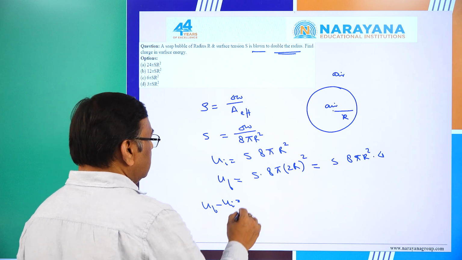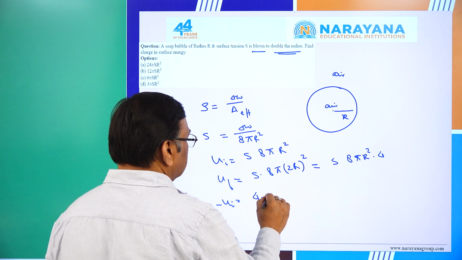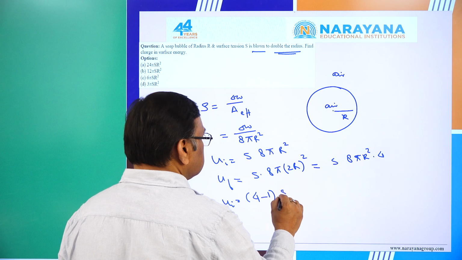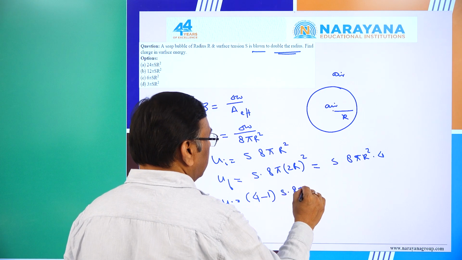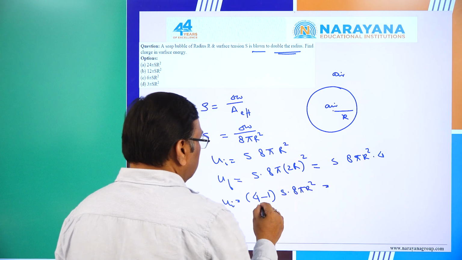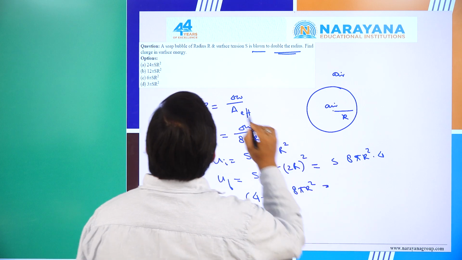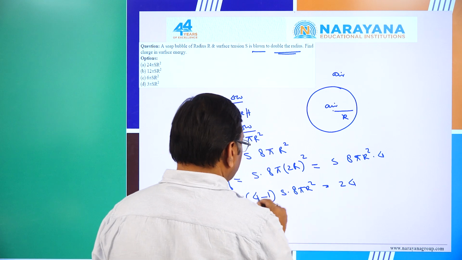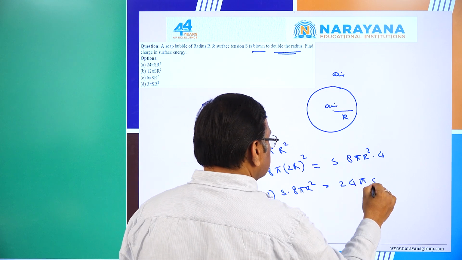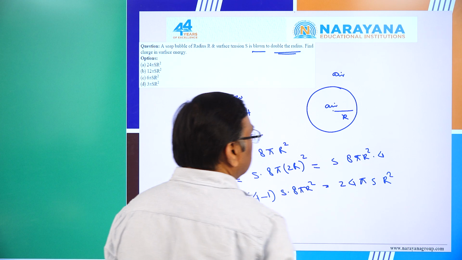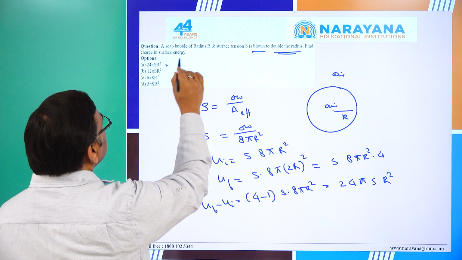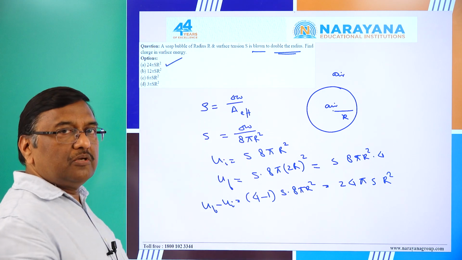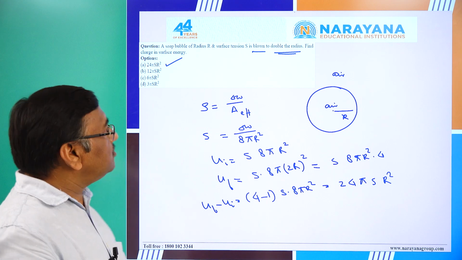The change in the surface energy is going to be 4 minus 1 into S into 8 pi r square. What is this value? 4 minus 1 is 3, so I write it as 24 pi S r square. So 24 pi S r square, yes. A is the right option for this question. Rather, it should be the right option for the question.